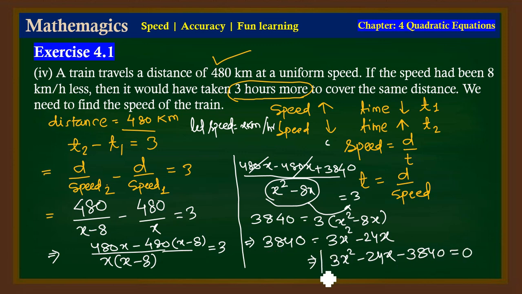Dear friends, our answer is already ready. From this equation, 24 is divisible by 3, and 3840 is again divisible by 3. So we can take 3 common, set it to the RHS, and finally we will get the simplified equation. So dear friends, we have come to the end of this exercise.